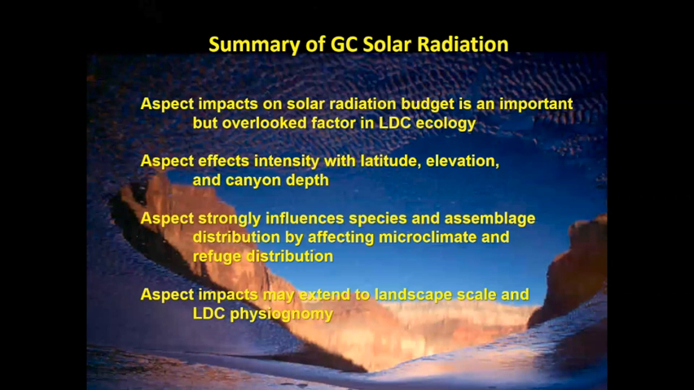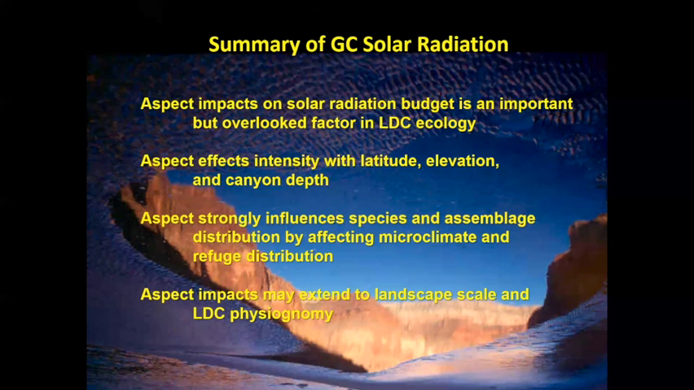Okay, so in summary, we've seen that aspect effects on solar radiation budget is very important, but it's largely been overlooked in large deep canyon ecology, LDC ecology. Aspect effects intensify with latitude, canyon depth and elevation. They are strongly influencing individual species distributions, the array of species we have in many situations, like these north-facing low elevation sites, and they do so by affecting the microclimate, and they're quite specific to the landscape. So these are fixed points in the landscape.